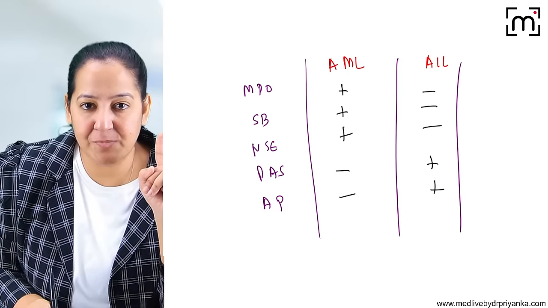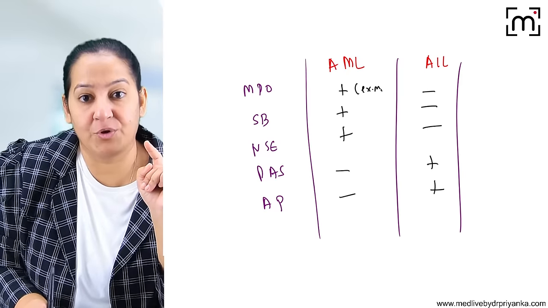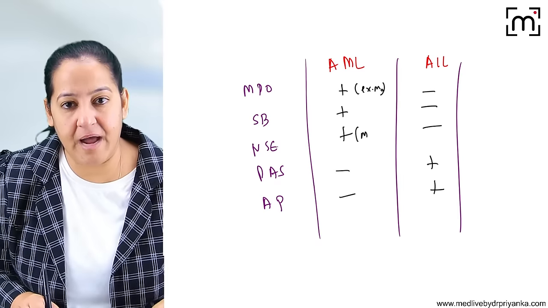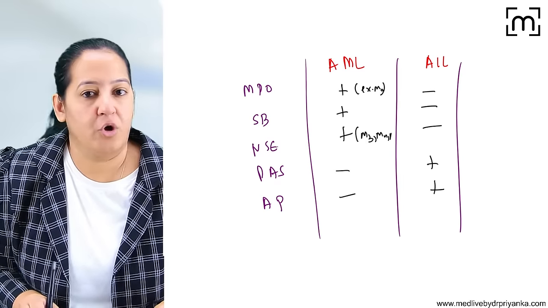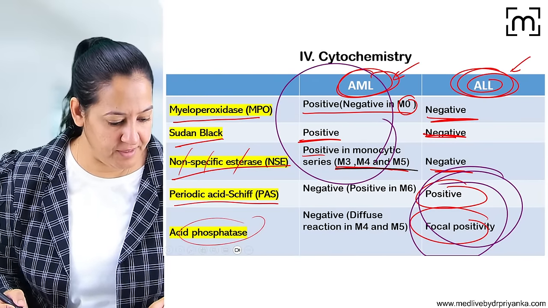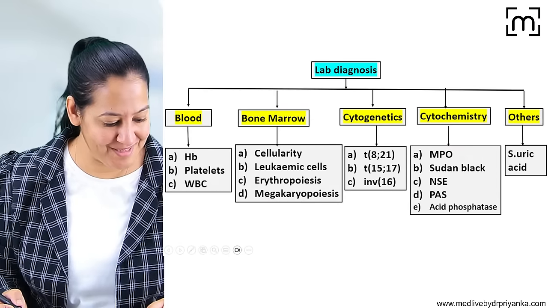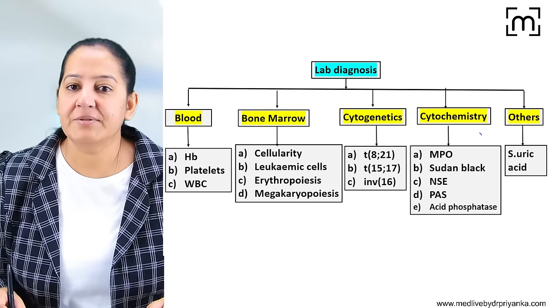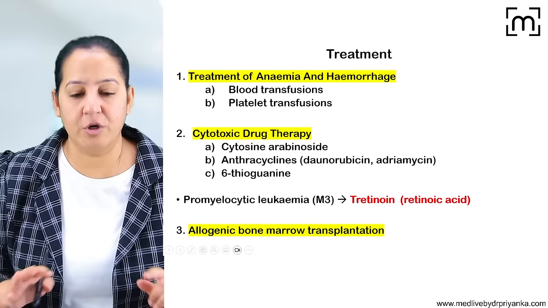But here MPO is positive everywhere except M0. You have to learn that. And NSE is positive only in M3, M4, M5. Not everywhere. M3, M4, M5. Yes. So how many of you got it? Give me a thumbs up. You got it? So please learn that. So can we go ahead? So that is the cytochemistry. Others, not important. We are done with that.